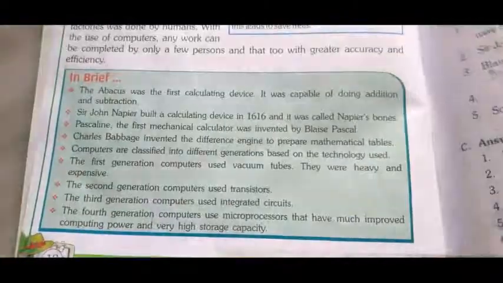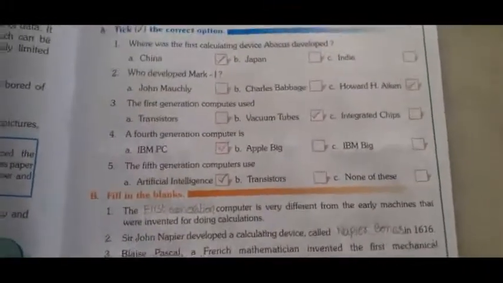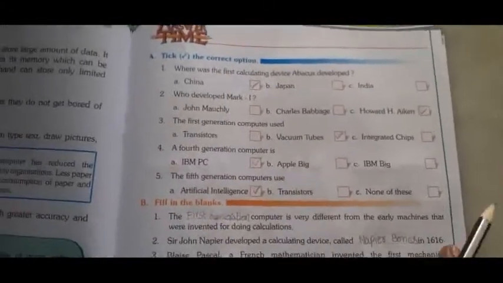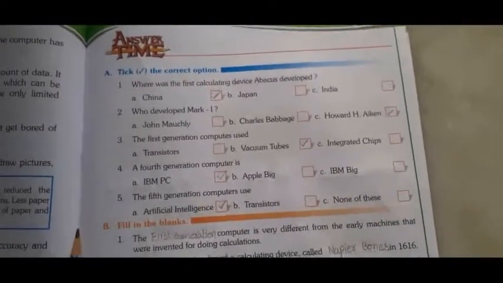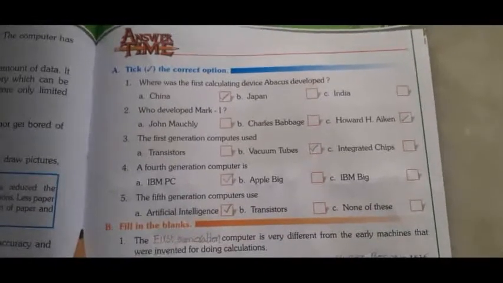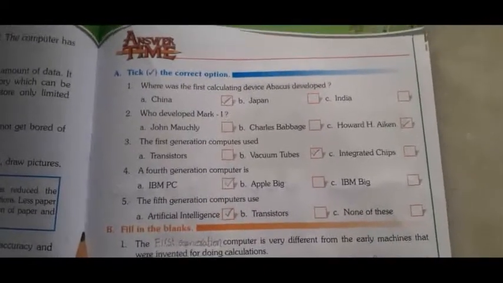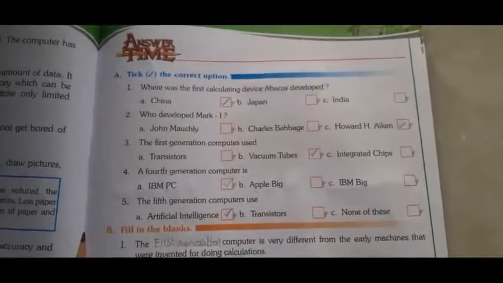Okay children. So write these notes. If you have any doubt, please call me on my personal number. Okay children. We will continue the second lesson in the next class. Today's homework is to complete these notes. First lesson notes complete. Okay.